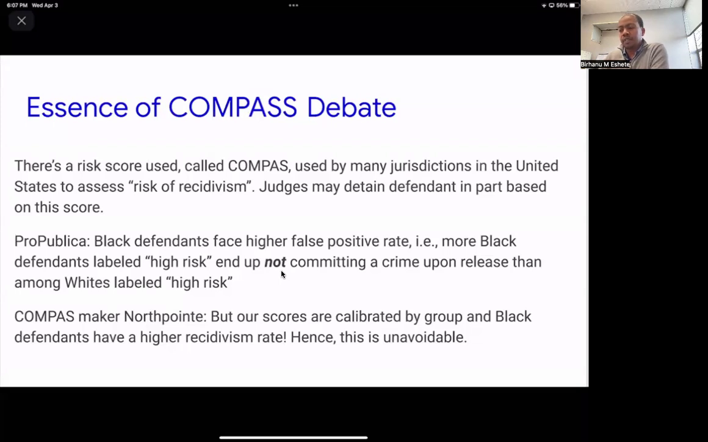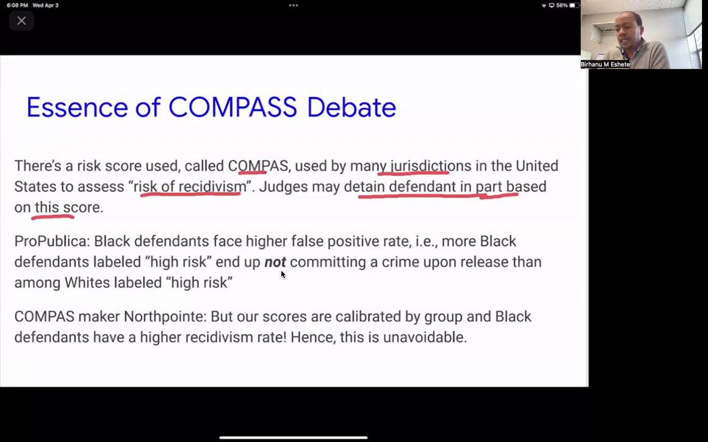And what happened there, according to ProPublica, is there is a risk score called COMPAS, used by many jurisdictions in the United States to assess what we call risk of recidivism, which means the risk of committing crime again. And judges may detain defendants partly based on this score. Okay, so this has a lot of implications, right?